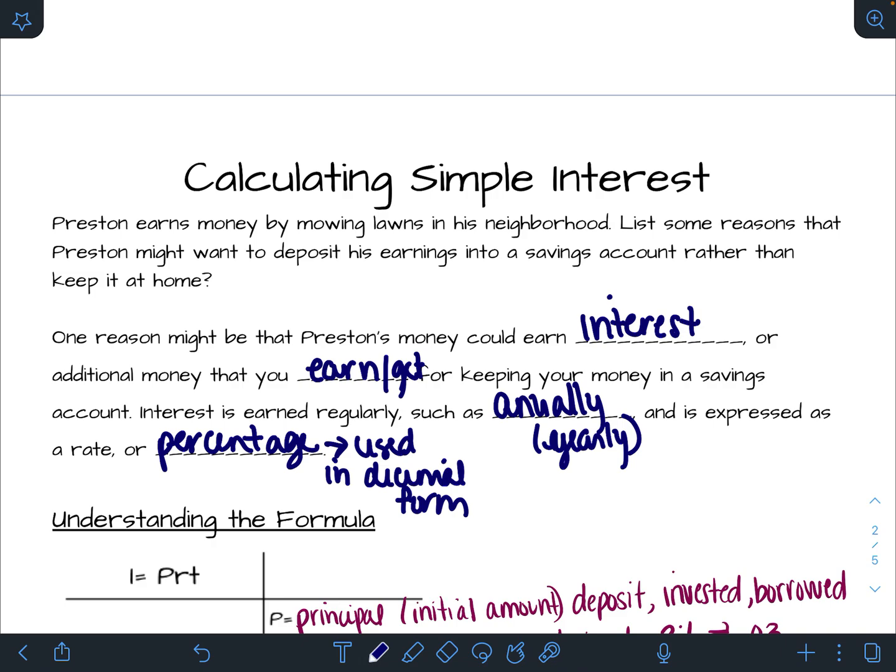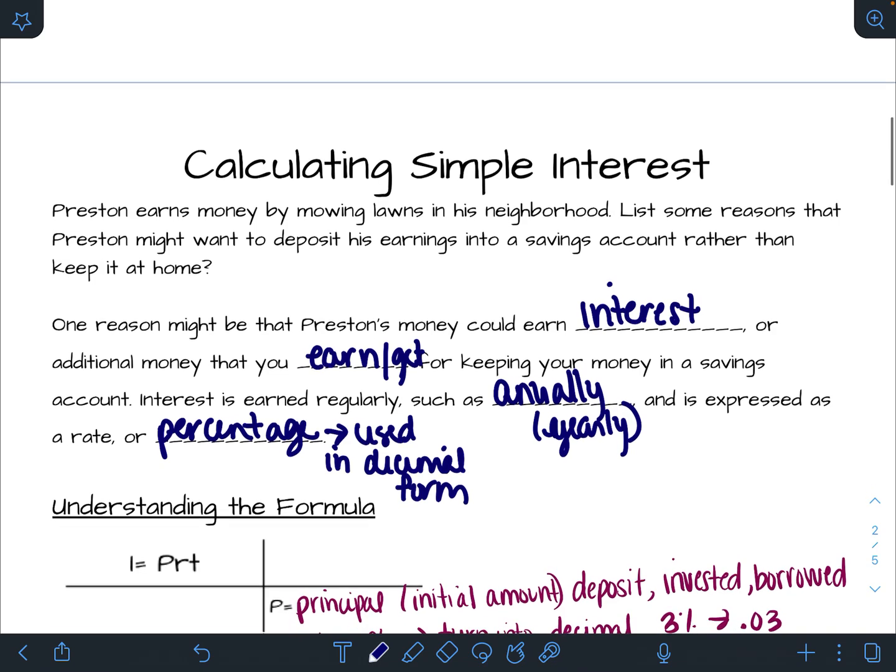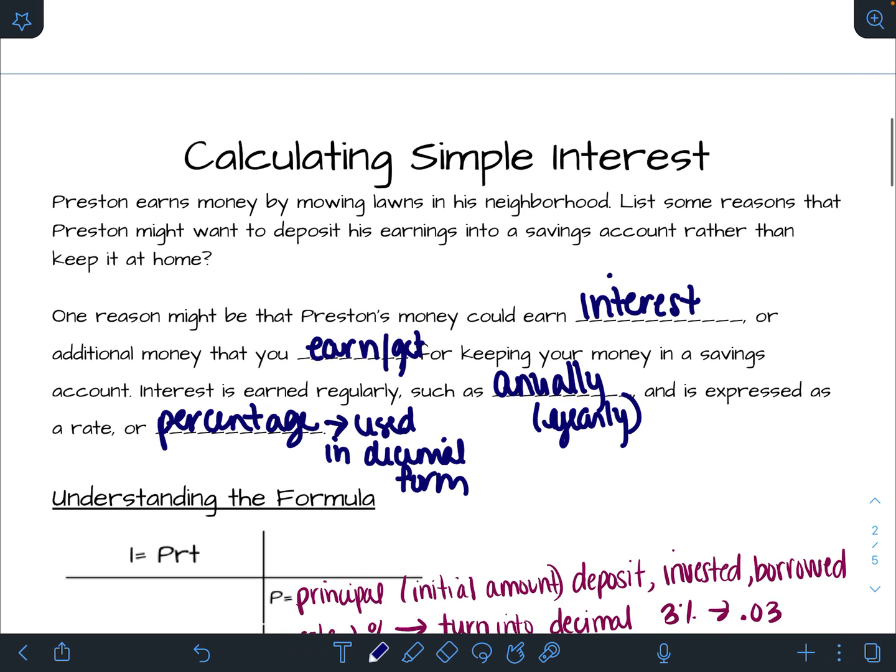So one reason might be that Preston's money could earn interest, or additional money that you earn or get for keeping your money in a savings account. Interest is earned regularly, such as annually, and annually means yearly. So with simple interest, you earn it yearly, and it is expressed as a rate or percentage, in which we use that percentage as a decimal for our formula. For example, that's the reason why I was showing you how to turn percents into decimals.